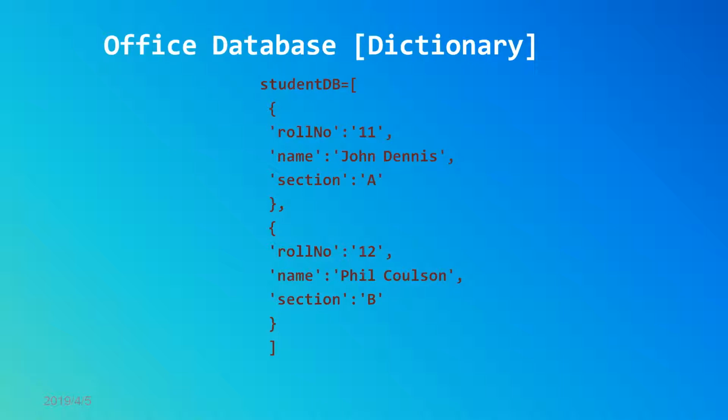This is a dictionary which we are going to use in this particular course, StudentDB. In the StudentDB, I have a roll number, name, and section. I'm going to add a new student here, update an existing student, delete a student, and fetch specific information. We can call this an offline repository or offline database.